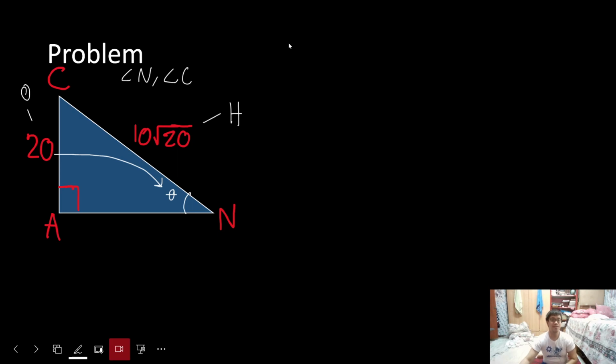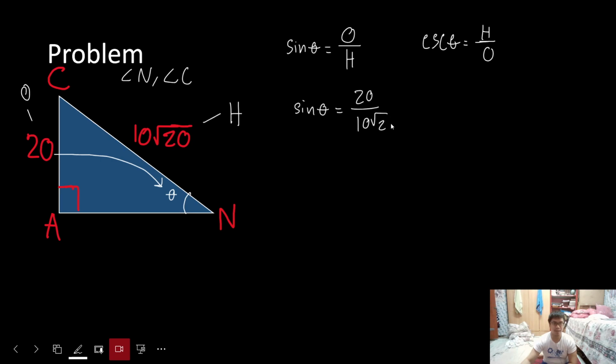So you can either use sine theta, because remember, sine theta is equal to the ratio of the opposite to the hypotenuse, or you can use cosecant theta, which is the ratio of the hypotenuse to the opposite. Okay, so now let's find the missing angle. So let's first substitute. So your opposite is 20 and your hypotenuse is 10 square root of 20.